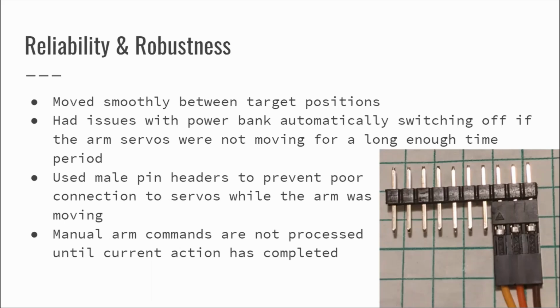For reliability and robustness, the ARM moved smoothly between target positions, but it did have issues with the power bank automatically switching off if the ARM servos were not moving for a long enough period of time, due to the low current draw. I used male pin headers to prevent poor connection to servos while the ARM was moving. Those are shown on the right side. Manual ARM commands were also not processed until the current ARM action was completed, which resulted in unexpected behavior if another command was sent while it was still moving.